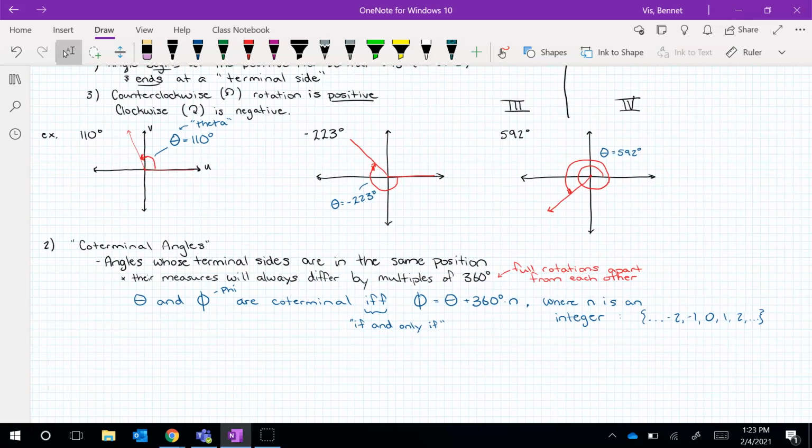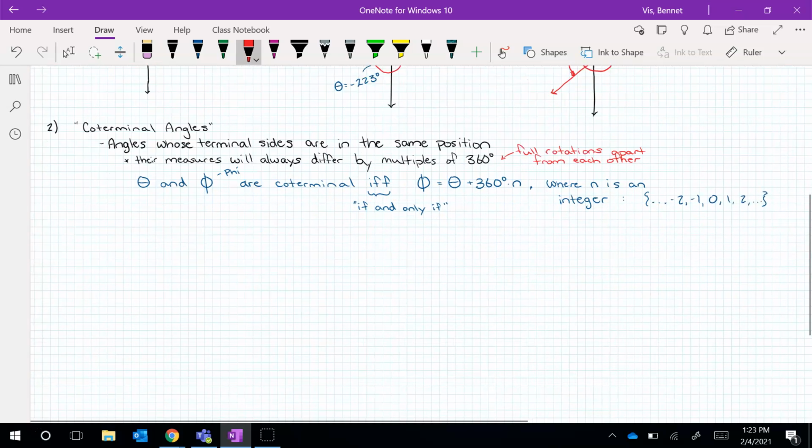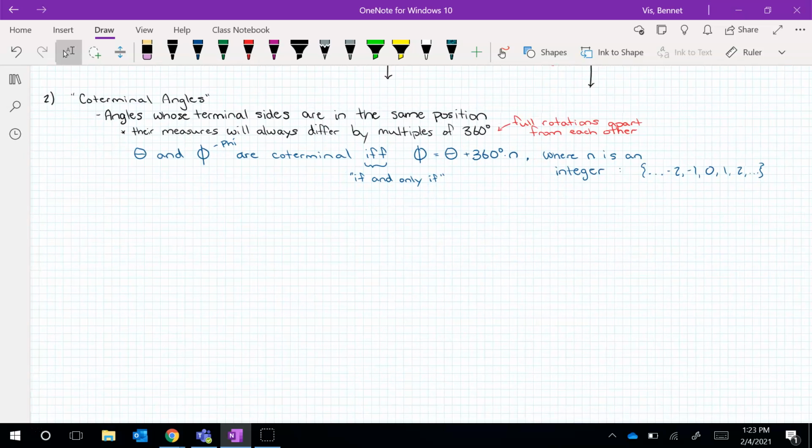We have these different pieces with the terminal sides of our angles, starting always at the positive horizontal axis and rotating. Positive is counterclockwise, negative is clockwise. And yes, we have angles that can theoretically end up in the same location. So I'm going to draw a couple of examples of that.